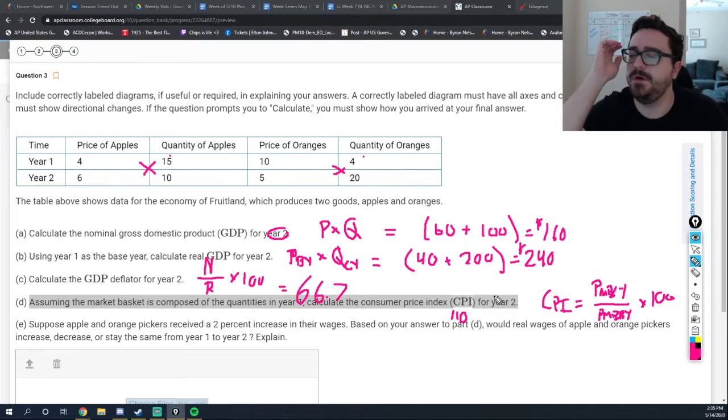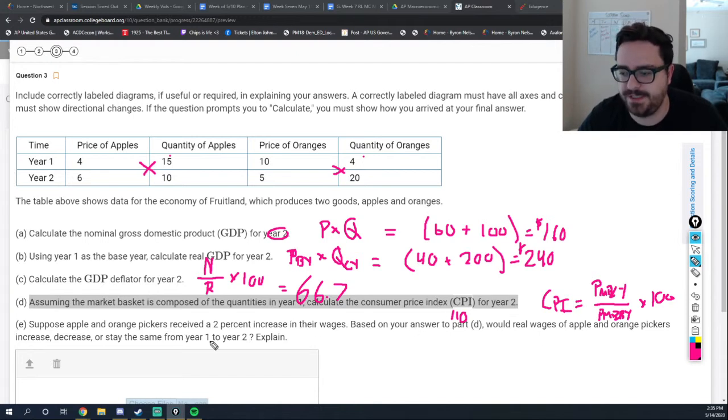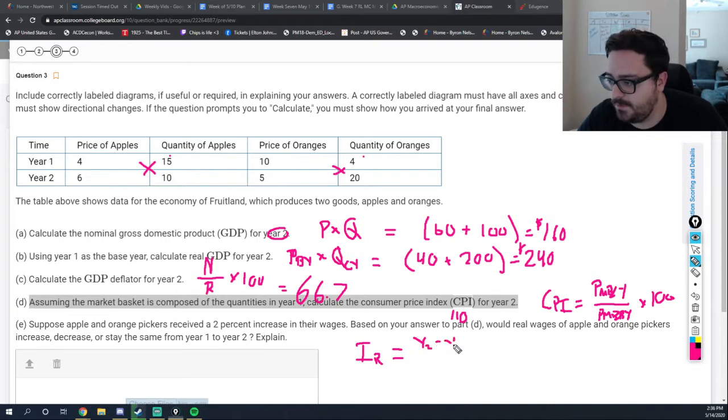And then for E, suppose apple and orange pickers received a 2% increase in their wages. Based on your answer to part D, would the real wages have gone up, gone down, or stayed the same? So they're asking, okay, based on the CPI being 110, are these people better off, worse off, or not the same? Well, what matters there is the inflation rate. Inflation rate equals the CPI of year 2, or GDP deflator, actually either would work. But it's saying based on my answer to part D.